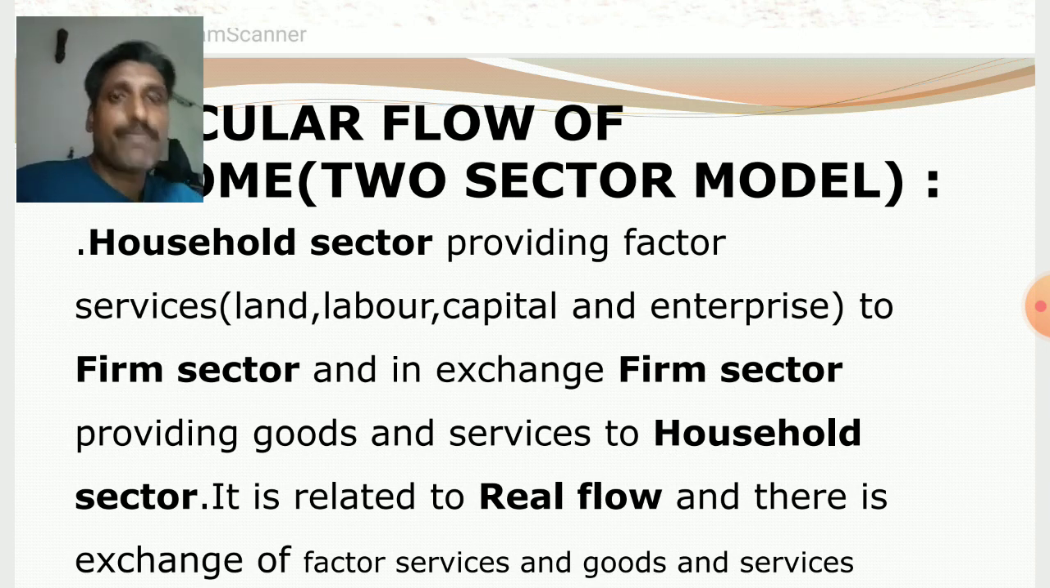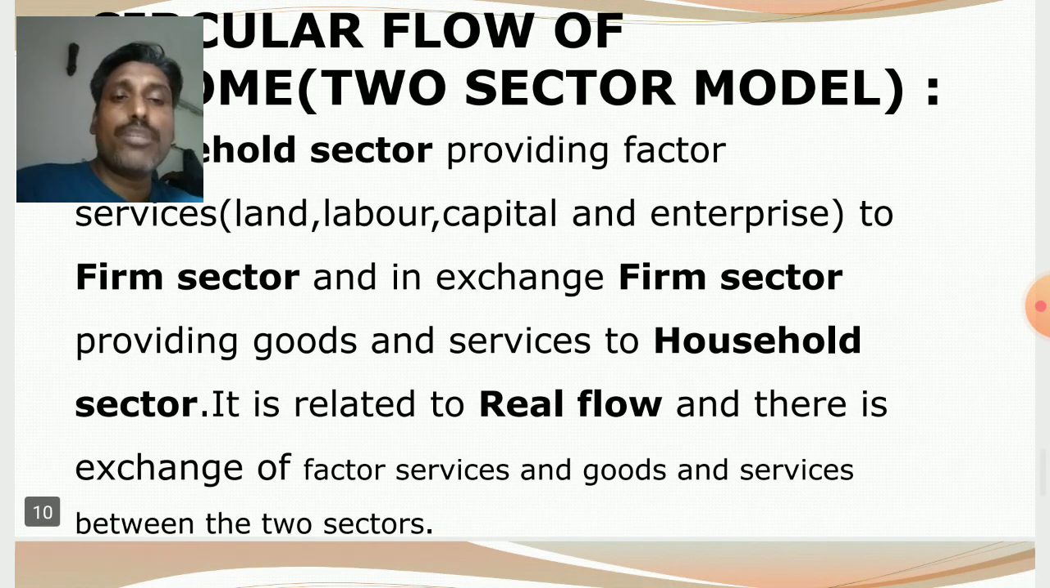So in the first part, you explain what I have already discussed. In case of real flow or physical flow, there is no involvement of money. Household sector provides factor services like land, labor, capital, and enterprise to the farm sector, and in exchange the farm sector provides goods and services to the household sector. So there is exchange of goods and services between the household sector and the farm sector.